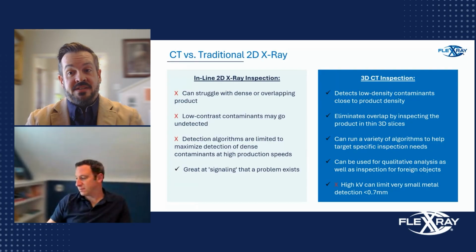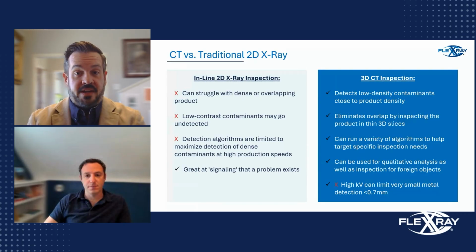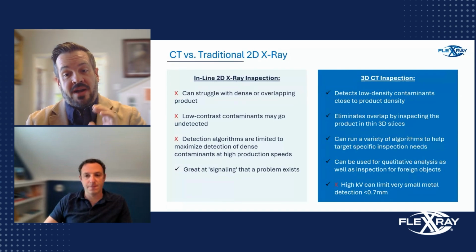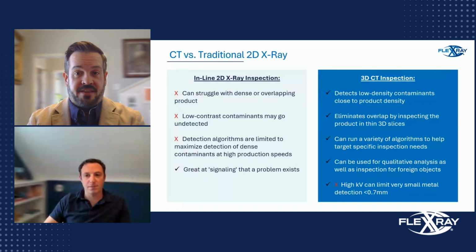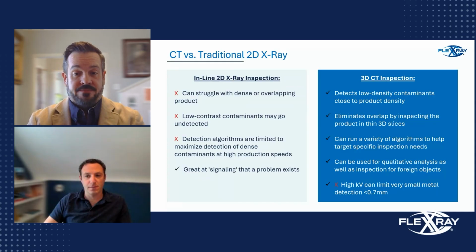I'd be remiss if I didn't say that there are some limitations as it relates to CT inspection. It has a much higher kV and mA than any inline instrument does. And therefore, when we get down to really small contaminants at 0.7 millimeters and below, depending upon the product density, we're essentially powering the photon right through the foreign object. So very thin diameter wire, like electrical wire pieces from a copper wire strand, or small pieces of stainless or ferrous could go undetected. But these sizes are extremely small.